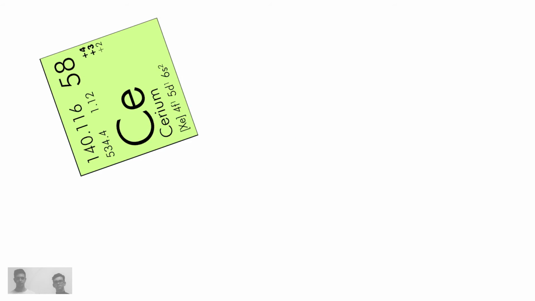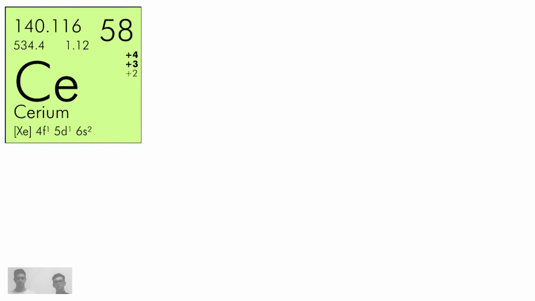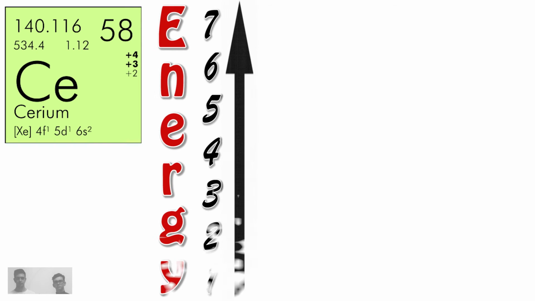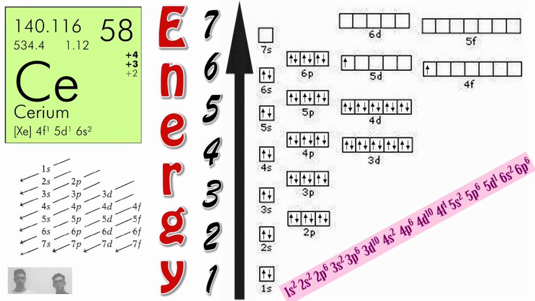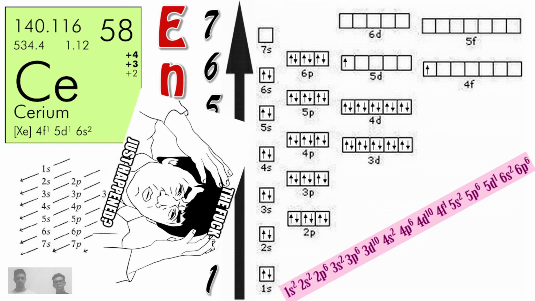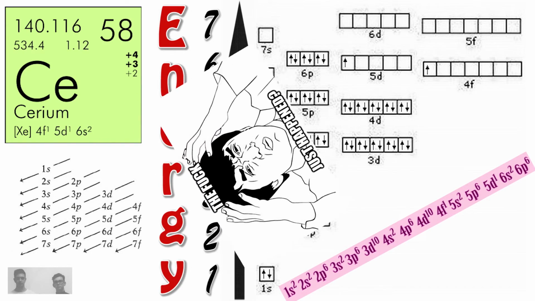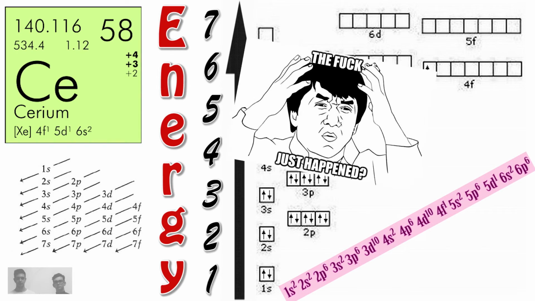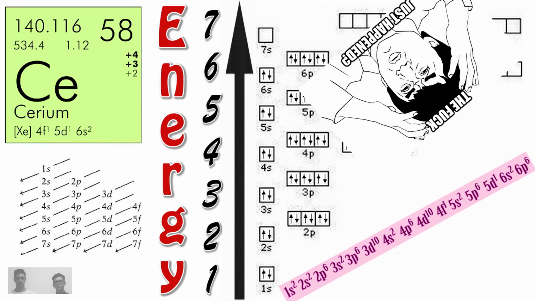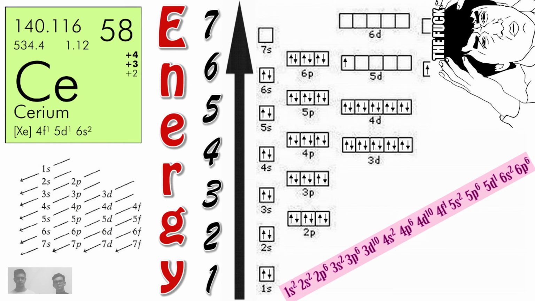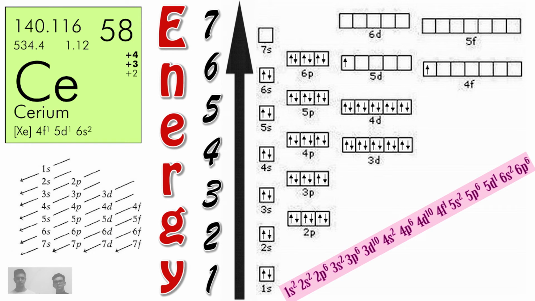Another element that has f orbitals is cerium. It has a lot of electrons, 58 precisely, and has the configuration 1s2, 2s2, 2p6, 3s2, 3p6, 3d10, 4s2, 4p6, 4d10, 4f1, 5s2, 5p6, 5d1, 6s2, of which we can see that it has 1 electron in the orbital f. The electronic configuration follows the same method also for very big atoms.